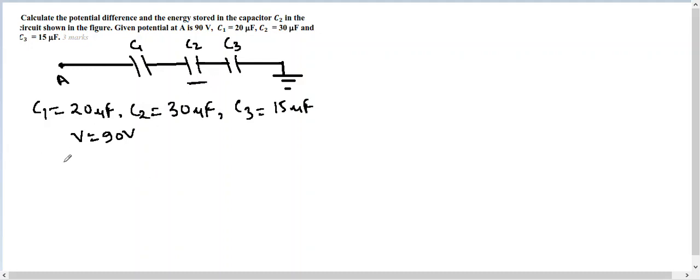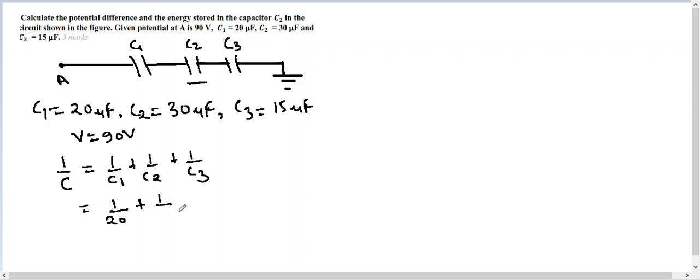this capacitor. Alright, to find it, first we have to find the equivalent capacitance of the circuit. Because the capacitors are connected in series, the formula is 1 by C is equal to 1 upon C1 plus 1 upon C2 plus 1 upon C3. So I'll just put in the values, 1 by 20. Just remember that all these capacitances are in microfarad, so our final answer should be in microfarad as well.